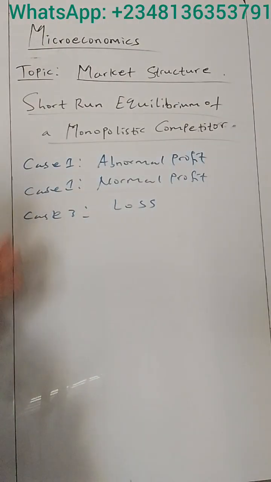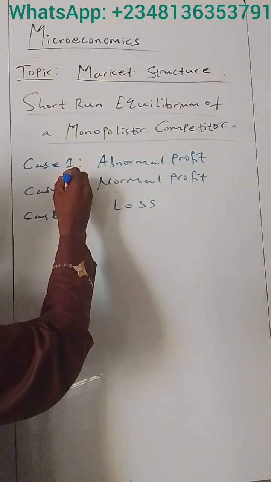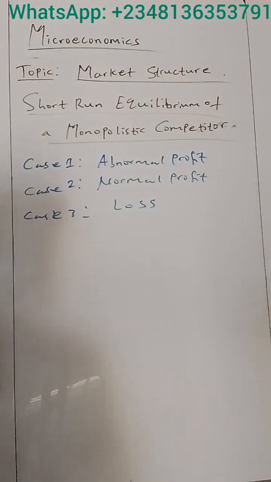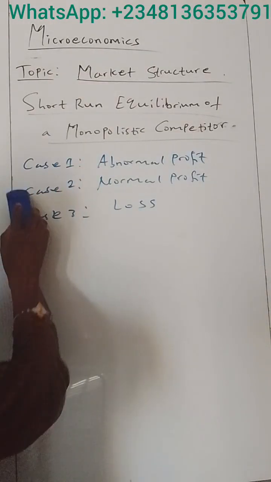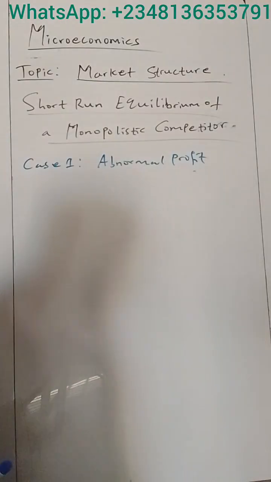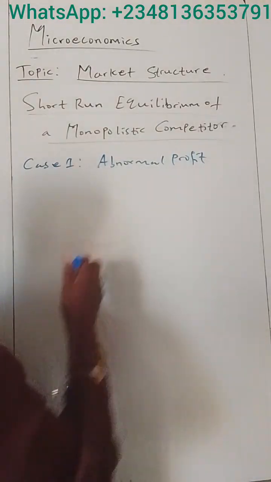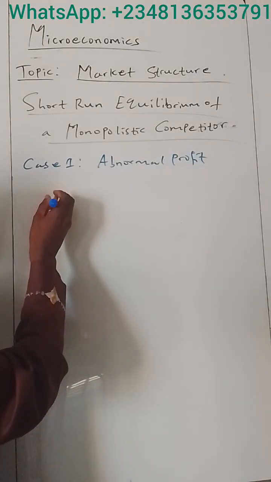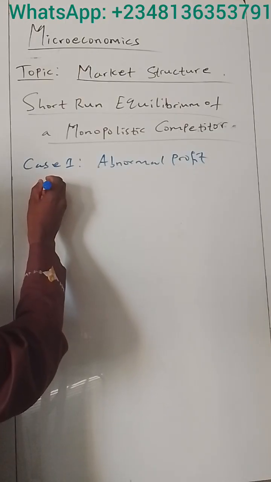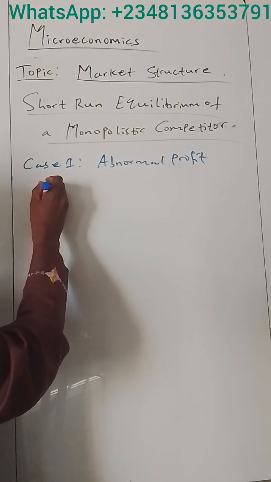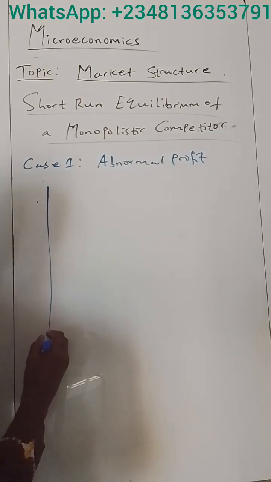So in this class, I'll be discussing case 1, the case of abnormal profit. Let's draw the diagram for a monopolistic competitor. It is just like the diagram for a monopoly.